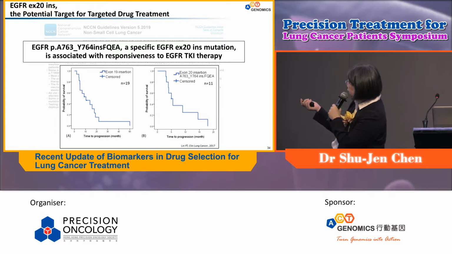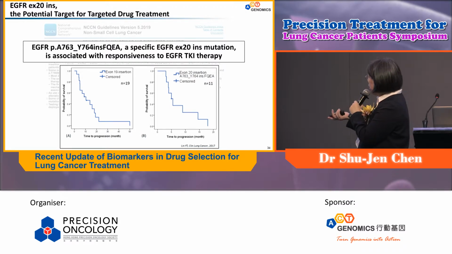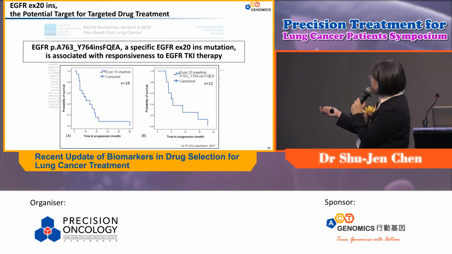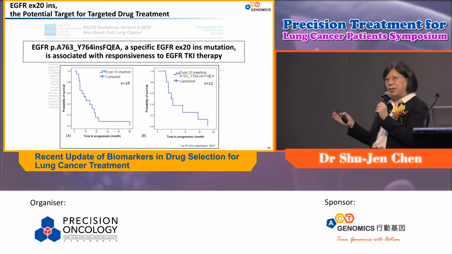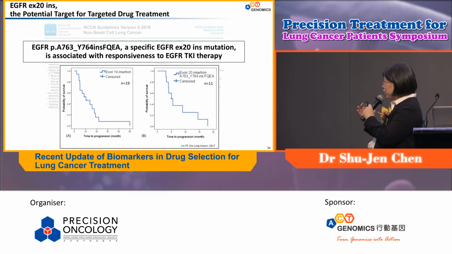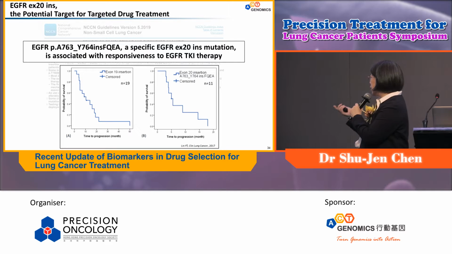For EGFR exon 20 insertion, we know that this group of patients is quite resistant to first generation and second generation TKI, except that one particular insertion is actually responsive. So even though we talk about exon 20 insertion, we should not include all exon 20 insertions. We still have to specifically determine which exon 20 insertion it is and then determine the treatment strategy.